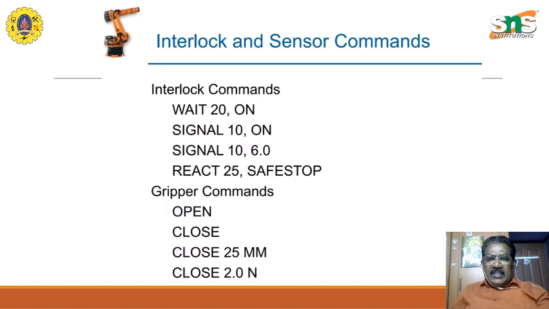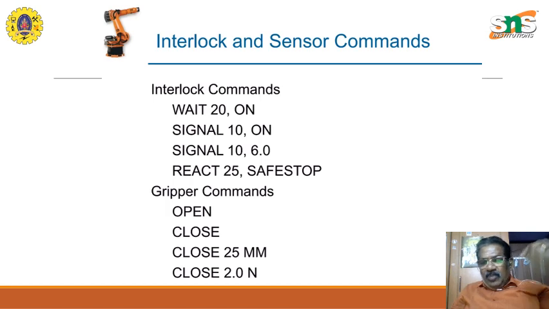Now, interlock and sensor mechanism commands are there. You can wait for a signal, react to something, save, stop, etc. Or there are gripper commands to open, or close 25 mm, meaning it is going to close just that amount. If something is 26 mm, we can put a rubber padding into the gripper, and then if it closes 25 mm, it is going to hold it. You can also say close with 2 Newton force. So things are very simple.